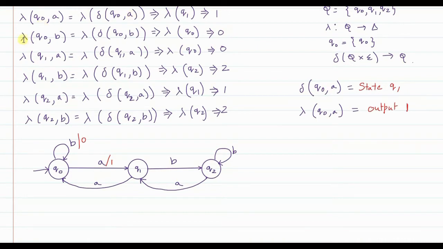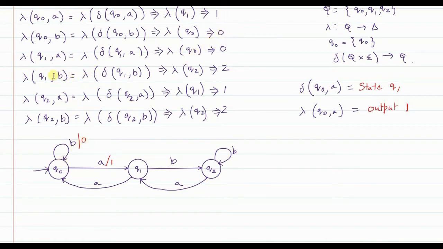So lambda is what? Lambda means output. So you read it like this: output that is generated when from state Q0 you are reading B as input. So when B is read as input from state Q0, output will be 0. How do we get it? We get it over here.